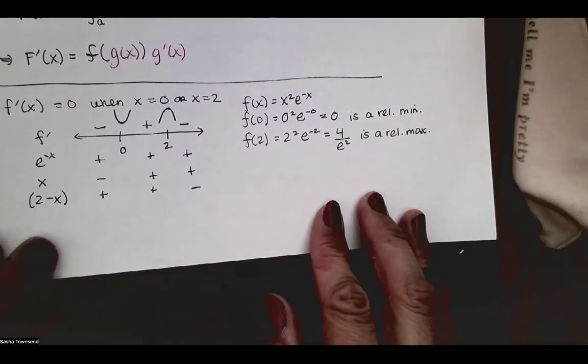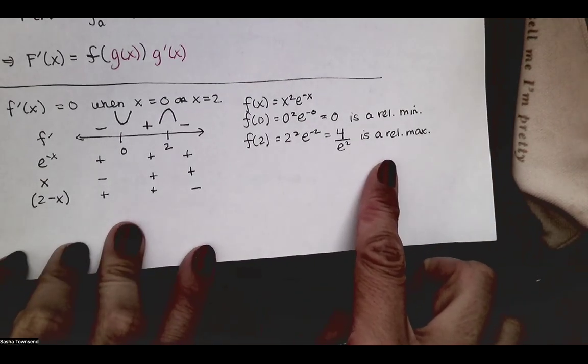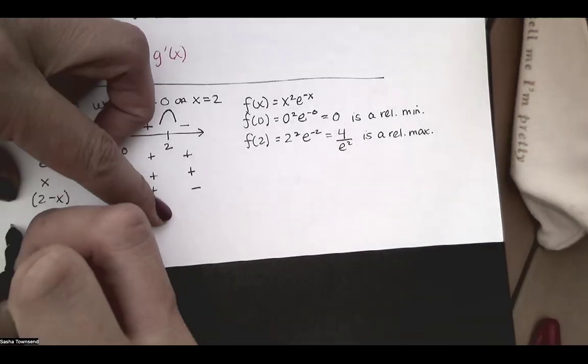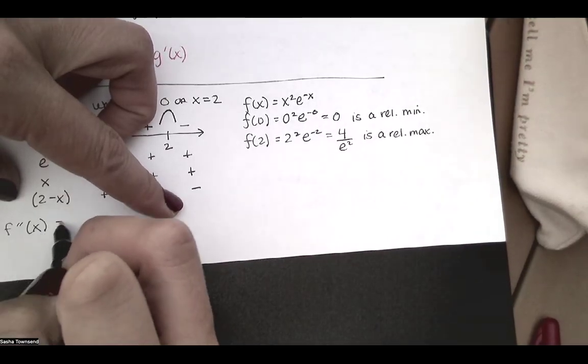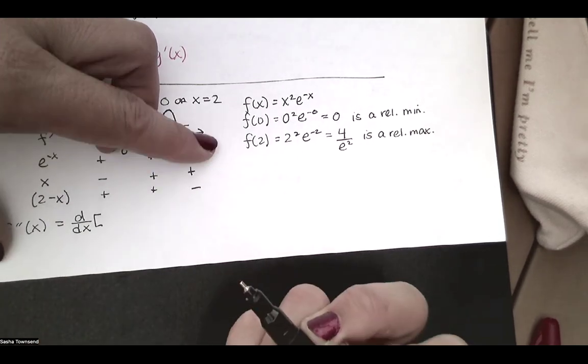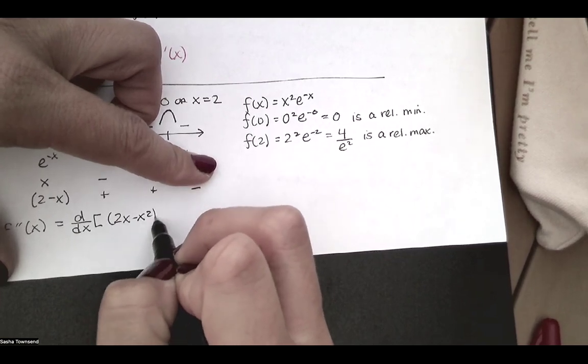Okay, well, now I know where I have relative extrema. I can graph the function. And I might also be interested in any points of inflection. So to find points of inflection, we'll compute the second derivative. That's the derivative of the first derivative. And rather than using that factored form of the first derivative, I'll use that polynomial times e to the negative x.